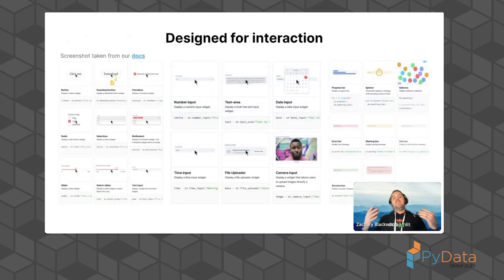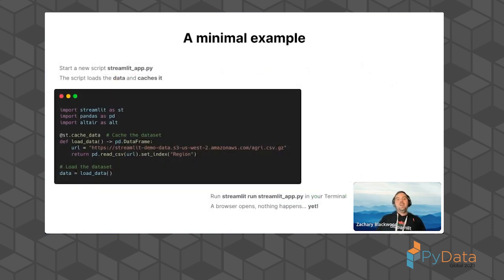The thing about Streamlit apps is they're meant to be interactive. They're designed to be played with. They're designed to allow you to explore, which is why it works really well with something like Vizzu. So here's a really minimal example.